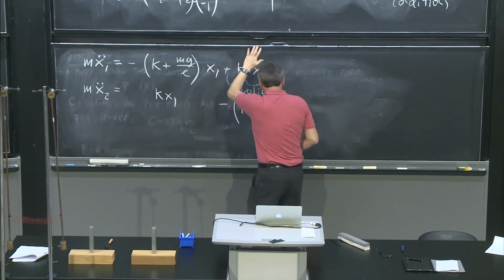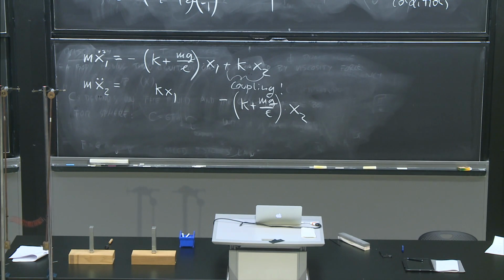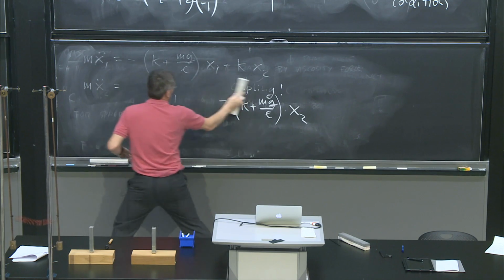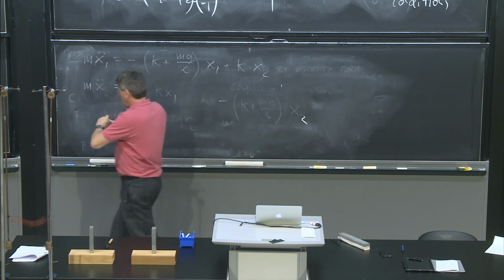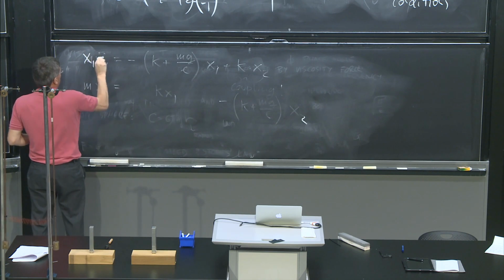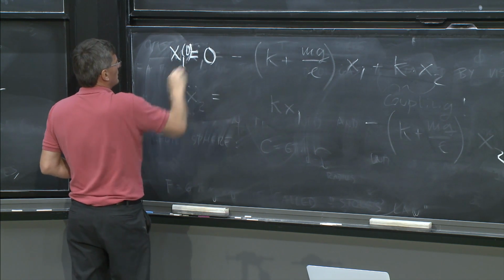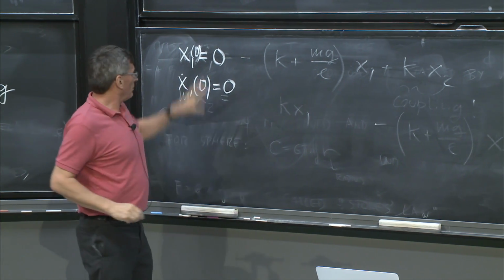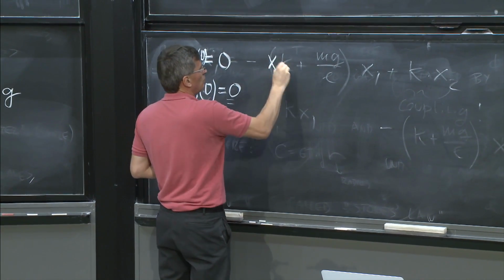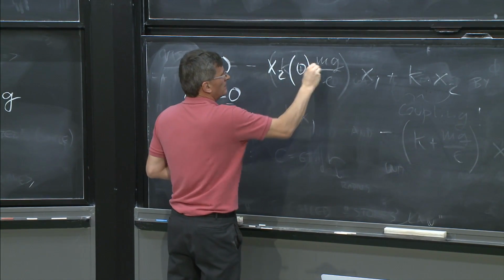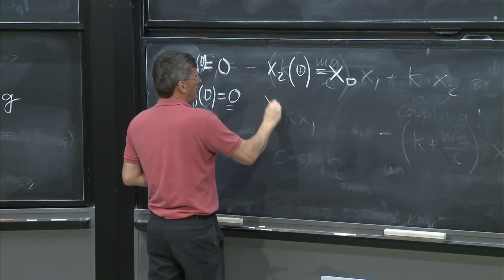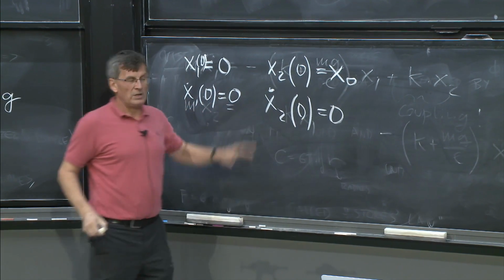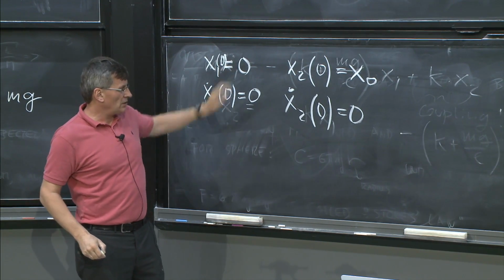So if I set x1 equals 0 at t equals 0, x1 velocity at 0 is equal to 0. So these ones are not moving. x2 at 0 is equal to some sort of x0, and x2 velocity at 0 is equal to 0. So this one is displaced. They're all stationary. This one is at position 0.